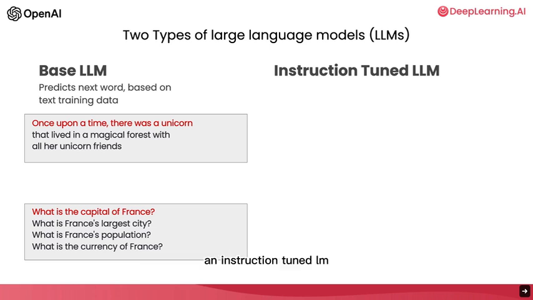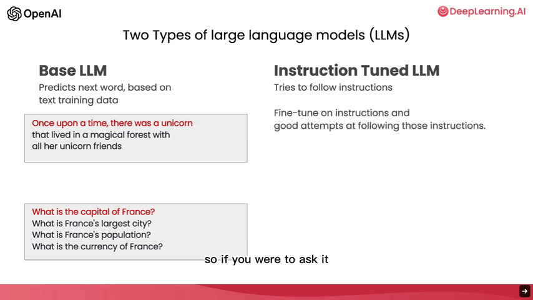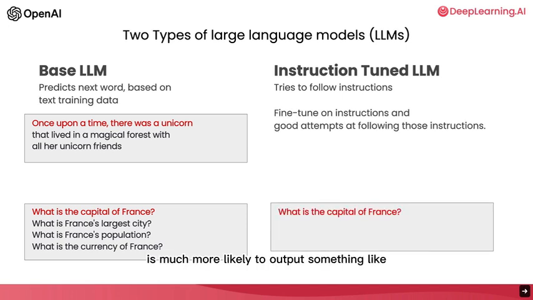In contrast, an instruction-tuned LLM, which is where a lot of the momentum of LLM research and practice has been going, has been trained to follow instructions. So if you were to ask it, "What is the capital of France?", it's much more likely to output something like, "The capital of France is Paris."